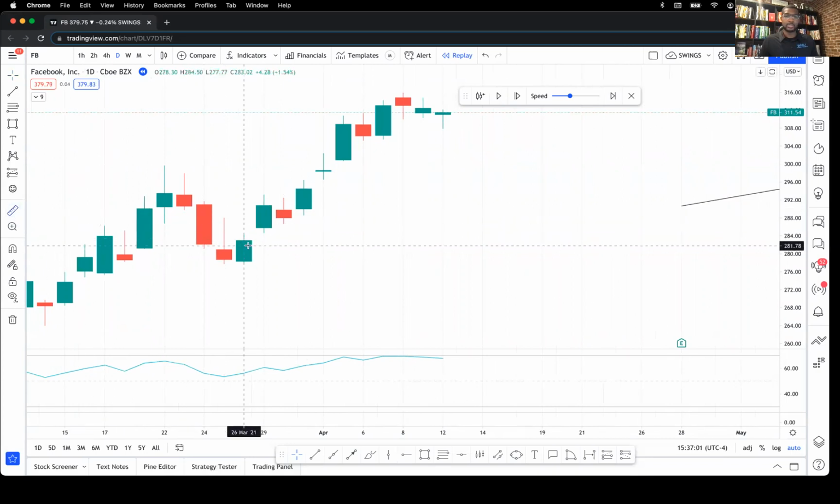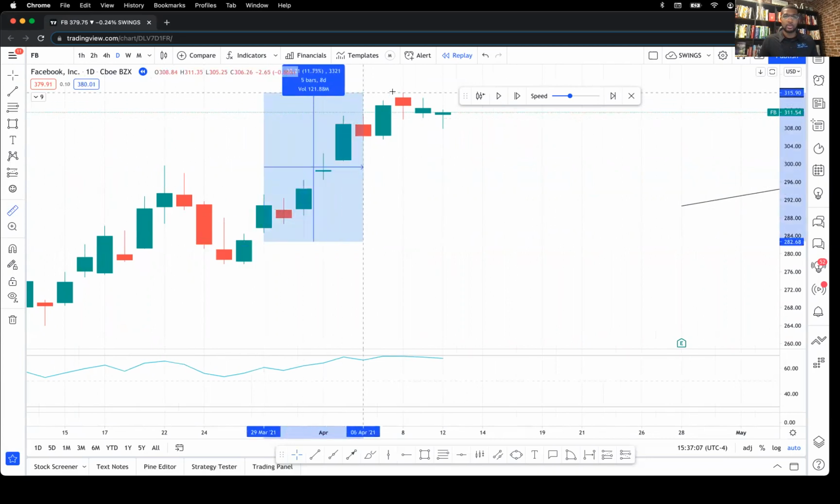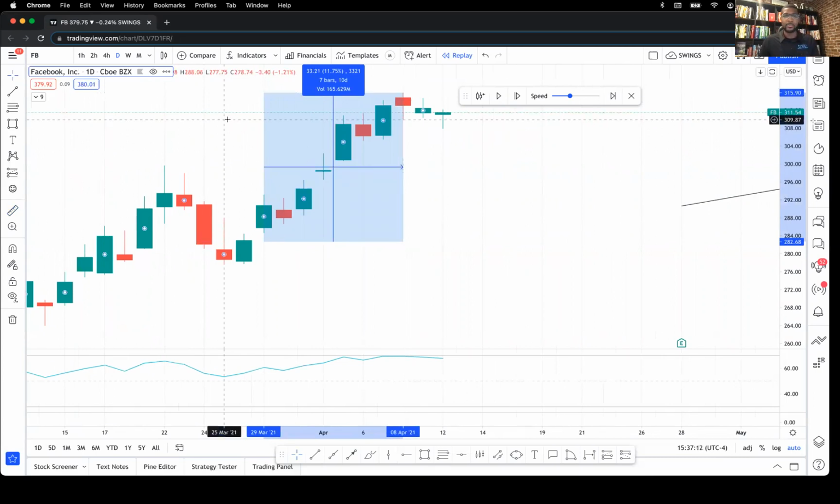And let's just say, for instance, you ended up getting into this right at the market close and you traded all the way up to the highest point. You would have been able to take home 11.75% profit just off of a simple swing trade. And that right there is what we look for as swing traders.